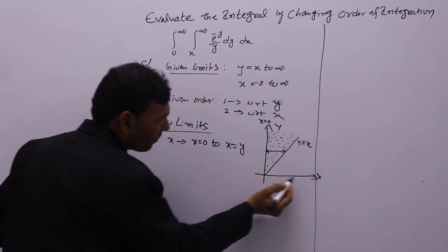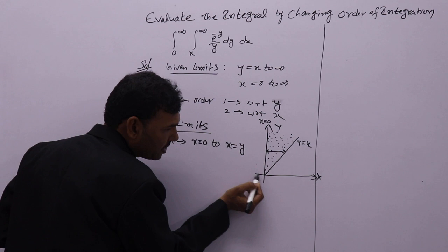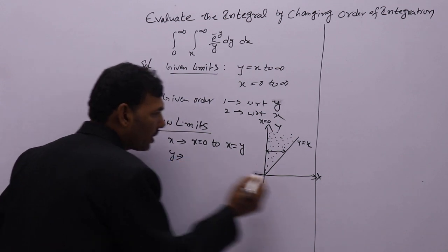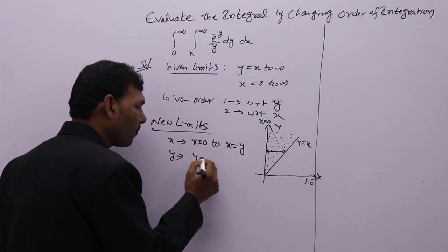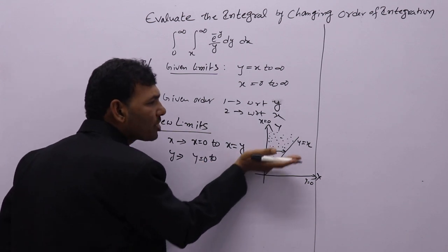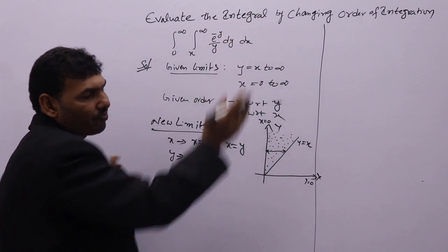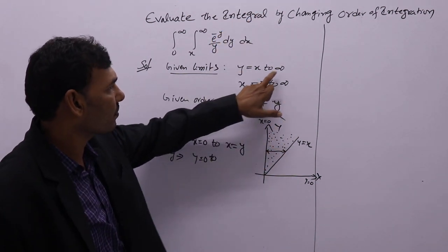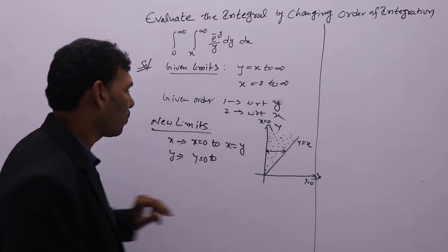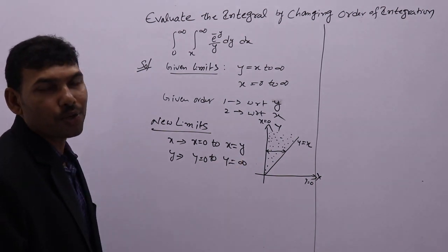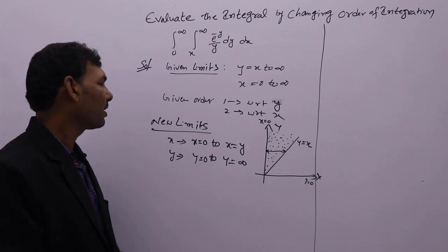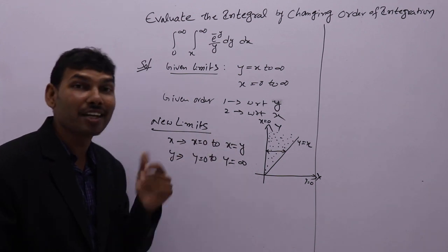Now, we need to write y limits. Y is from this line. This region starts from this line. What is the name of this line, ma? X-axis, y equal to 0 line. Y equal to 0 to how much distance this region extended? Up to infinite distance. So y equal to infinity.